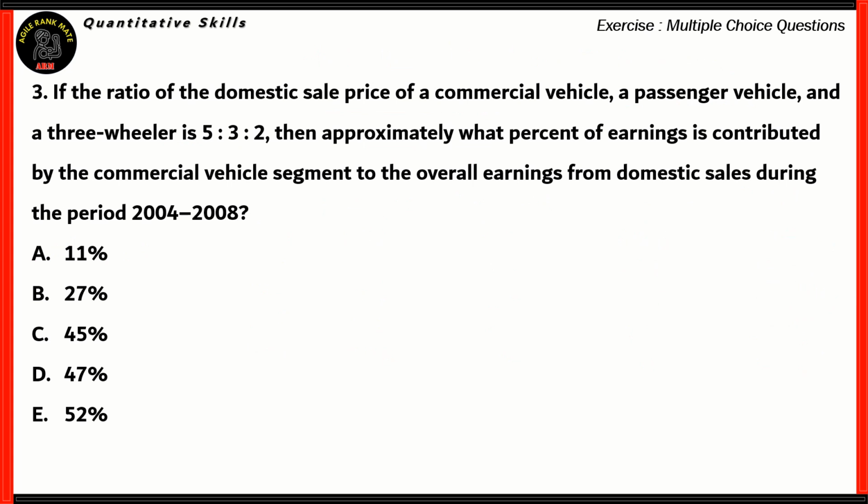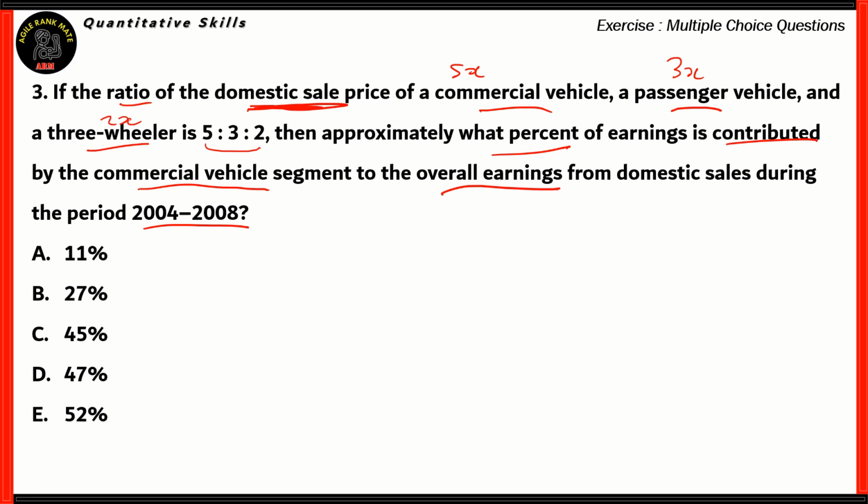Now let's look at question number 3. If the ratio of the domestic sale price of a commercial vehicle, a passenger vehicle, and a three-wheeler is 5:3:2, then approximately what percent of earnings is contributed by commercial vehicle segment to overall earnings from domestic sales during 2004 to 2008? So commercial vehicles 5x, passenger vehicles 3x, and three-wheelers 2x. Now this is based on domestic sales. So the price is highest for commercial vehicles, followed by passenger vehicles, and then at the end you have three-wheelers.